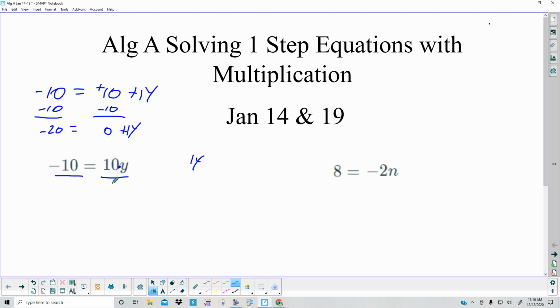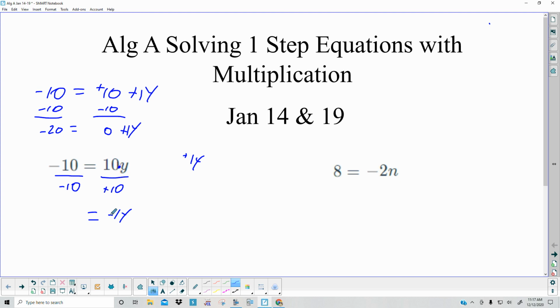So how do I make the 10 go away? Well, it's multiplication. Division undoes multiplication. If I change the sign like I did when it was adding or subtracting, the right side, 10 over negative 10 becomes negative 1y. I don't want negative 1y. I want positive 1y. You always will want a positive y, or a positive n, or positive whatever it is. So don't change the sign.